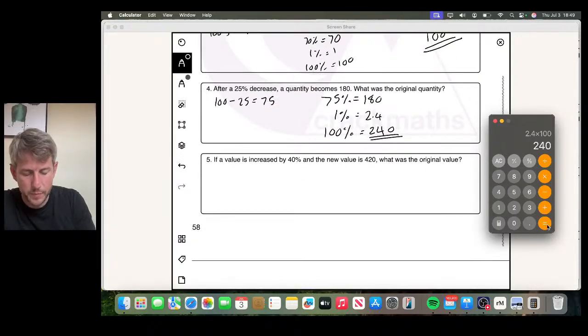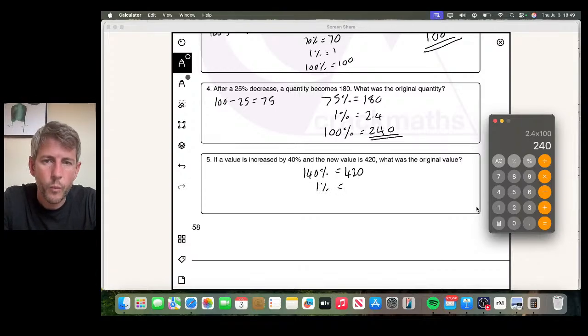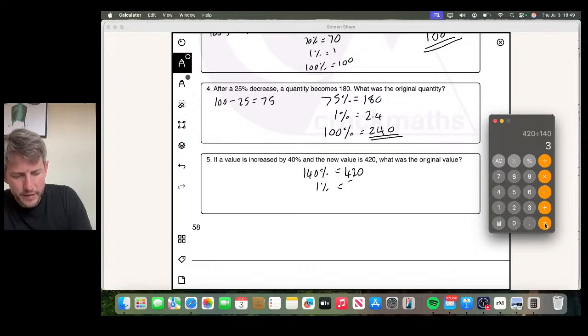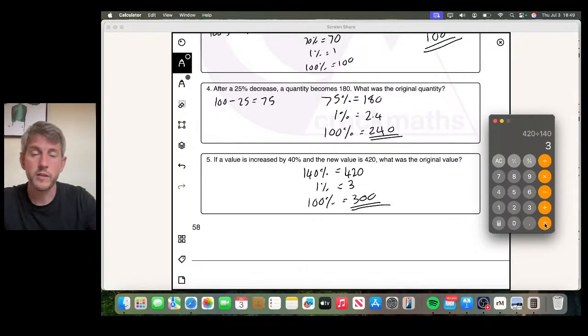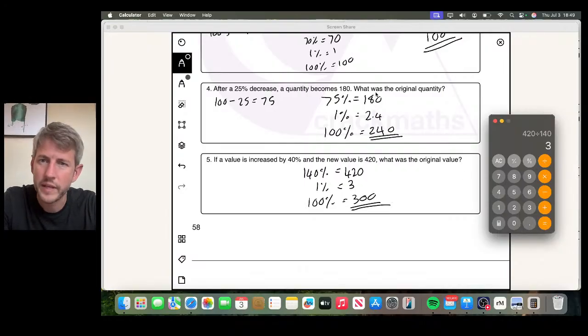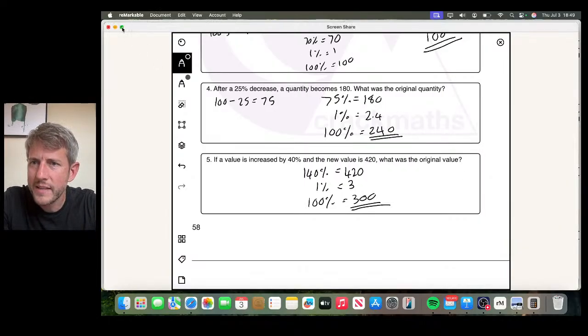A value is increased by 40% and the new value is 420. So we know that 140% is equal to 420. And then if we divide that by 140, we get 1%. Okay, so we do 420 divided by 140, and that equals 3. And then if we times that by 100, we get 100%. So 3 times 100 is 300. So the original value in this question would be 300. Right, let's get this marked.